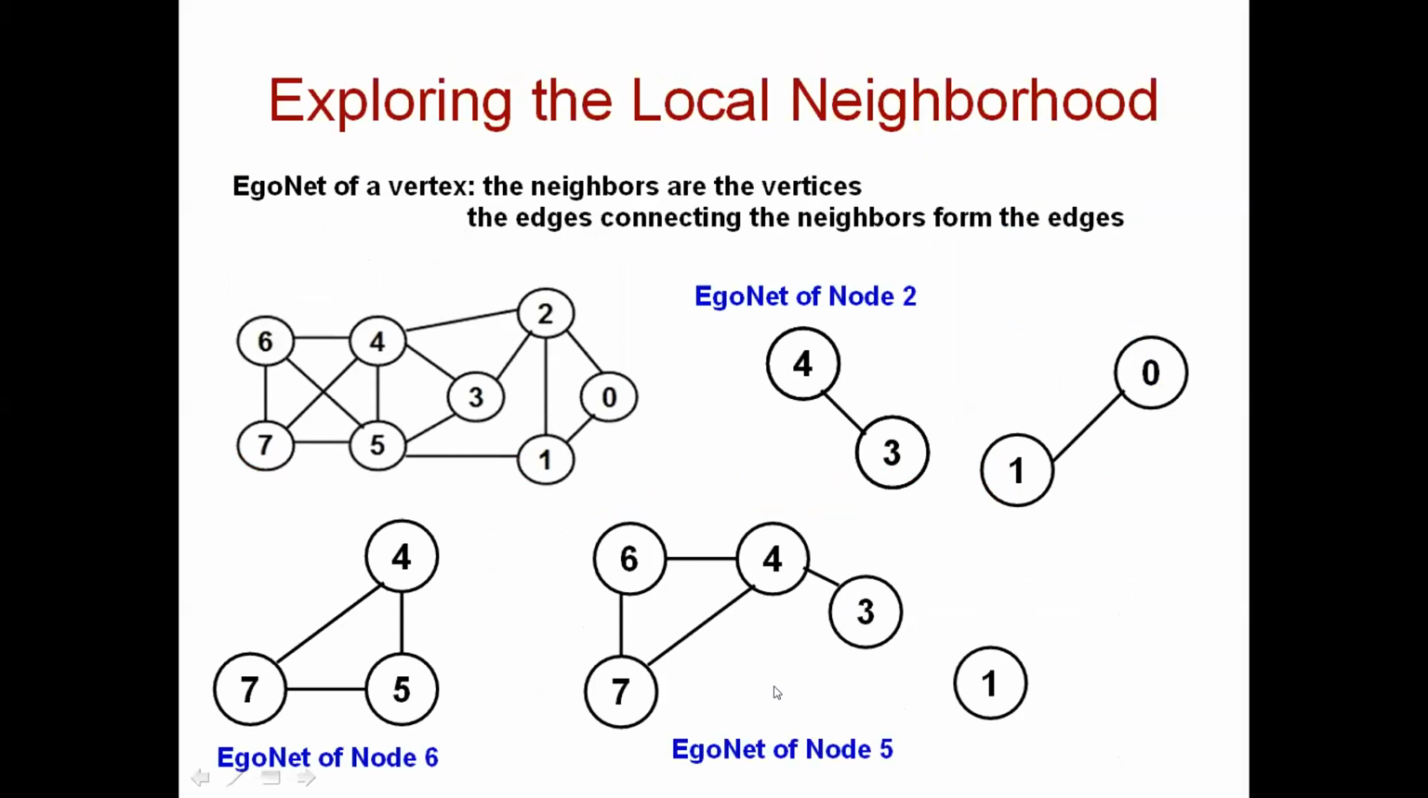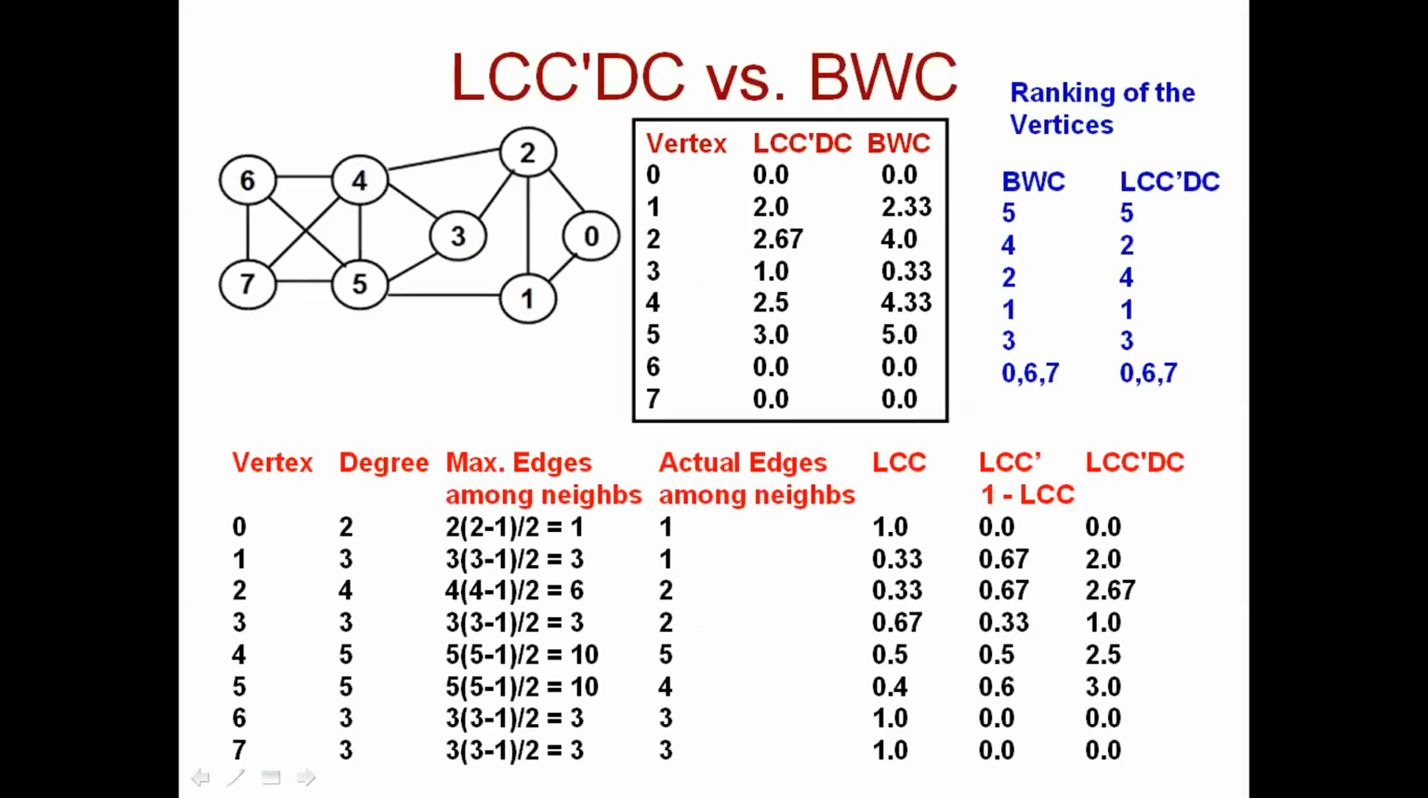So the local clustering coefficient is actually the fraction of these two. So we have like 1, 2, 3, 4 edges actually, but you can have 10 edges maximum connecting any two neighbors. So 4 over 10, which is 0.4, is the local clustering coefficient of node 5. And 1 minus that is 0.6, times the degree centrality, which is 5. So 0.6 times 5 is 3, which is the LCC prime DC of node 5. So like that, you can compute the LCC prime DC of all the vertices here.